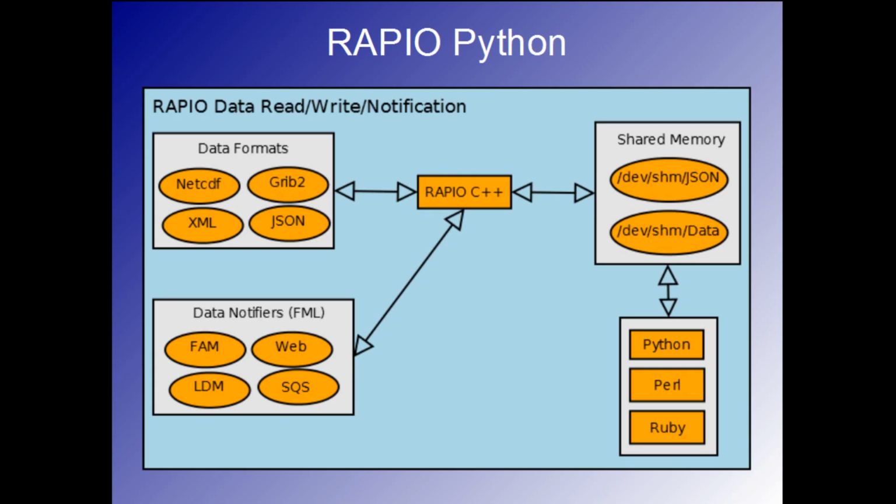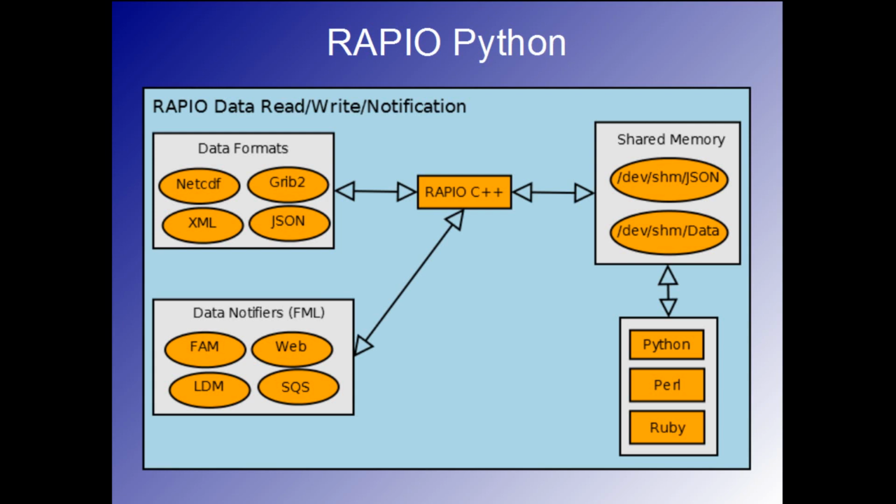So pictures are always worth more than words. So the next few slides will give a clearer idea of what RAPIO is actually doing. This graph shows the current design where RAPIO handles data and notification from various providers. You can see on the top left various data formats in the form of netcdf, grib2, XML, and JSON. These formats are read in and written by RAPIO.